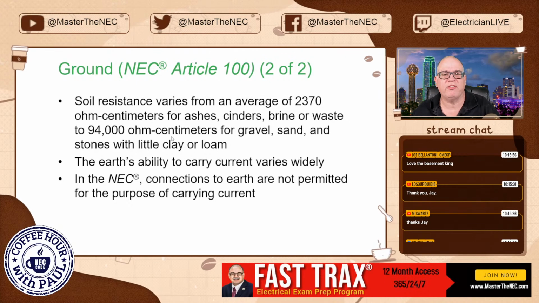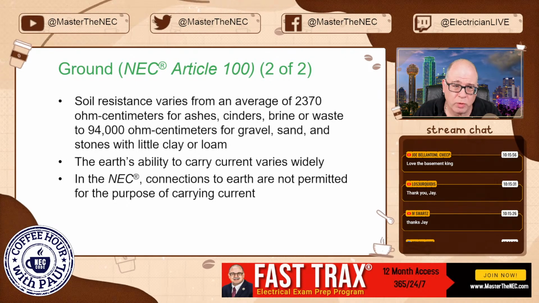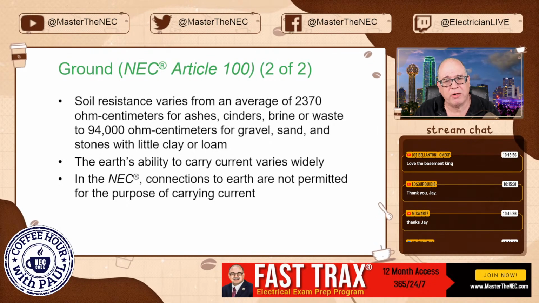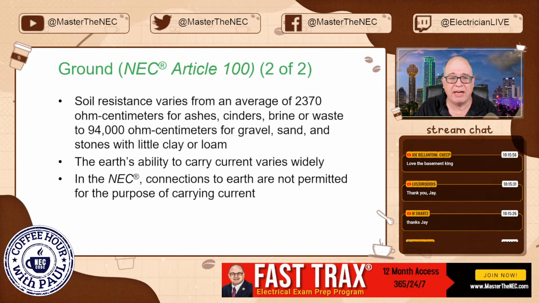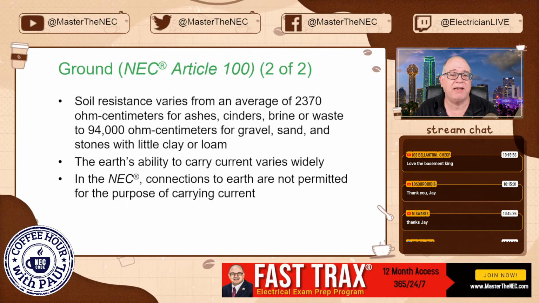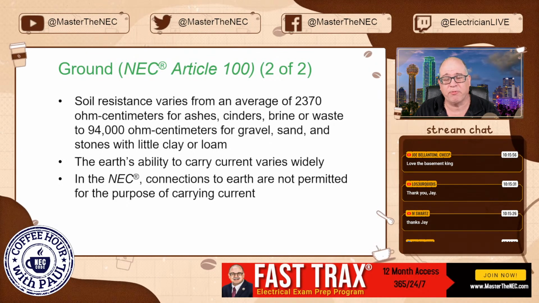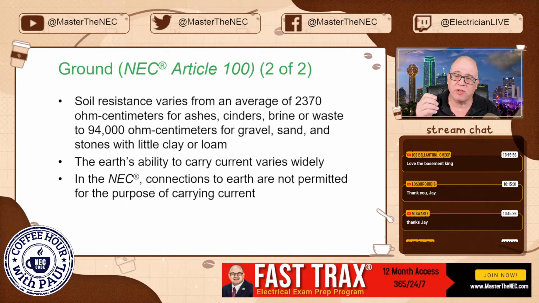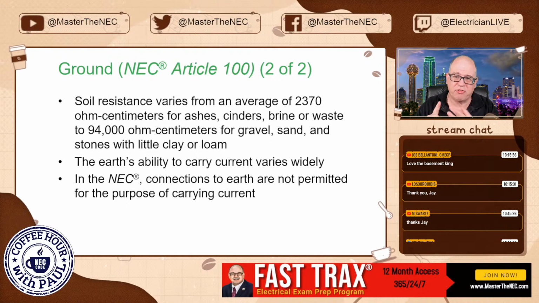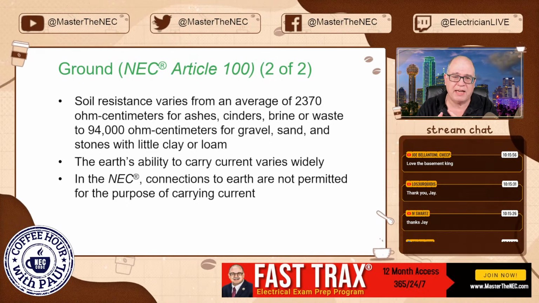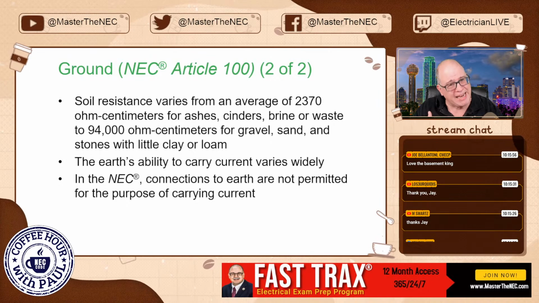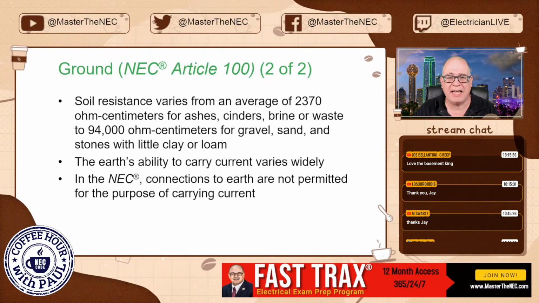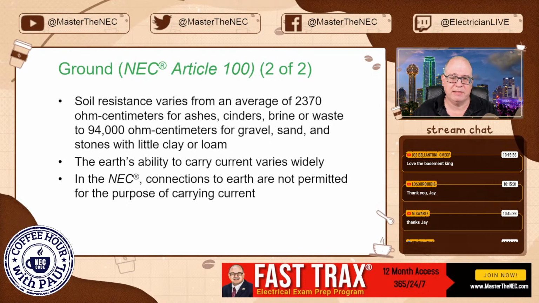So soil resistance varies on average from 2,370 ohms per centimeter for ash, cinder, brine, or waste, up to as much as 94,000 ohms per centimeter for gravel, sand, and stones. So you can see that the ohms are much lower in ash, cinder, and brine, which retain moisture. Whereas gravel drains very easily, sand drains the moisture very easily, stone, things like that, then the resistance is very high, okay?